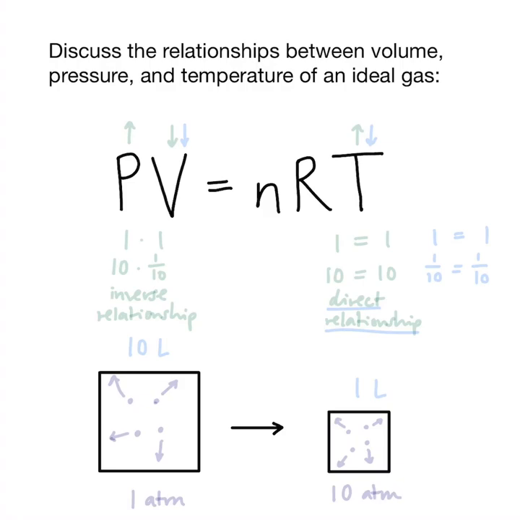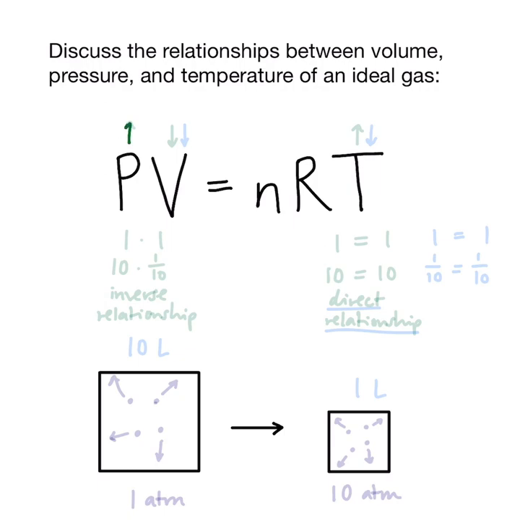Let's practice discussing the relationships between volume, pressure, and temperature of an ideal gas. We can think about these relationships both mathematically and conceptually. Let's first think about them mathematically. Because it's an ideal gas, we can refer to the ideal gas law, which is PV equals nRT. P, of course, is our pressure. So let's first think about these relationships in terms of pressure.